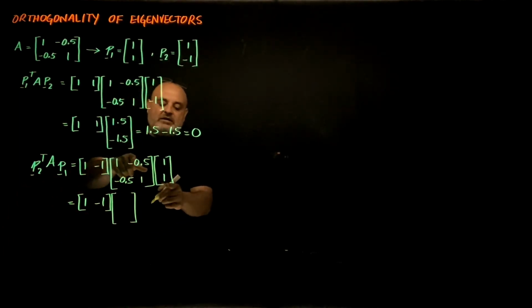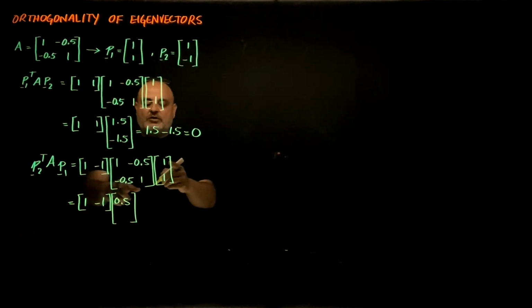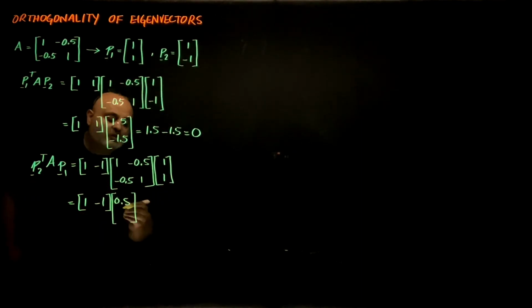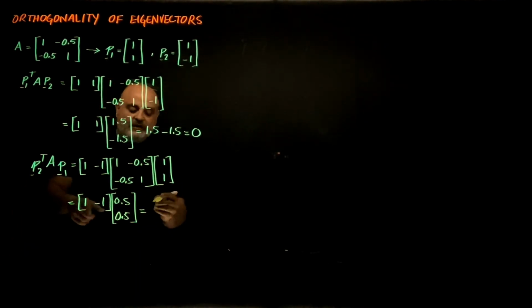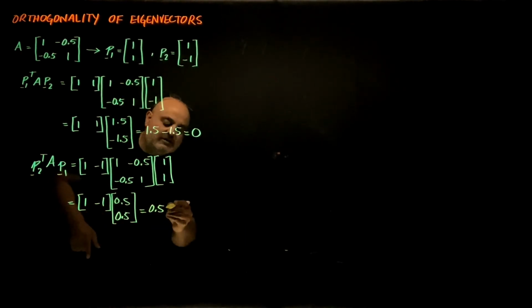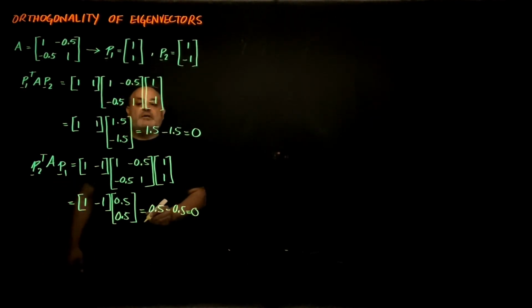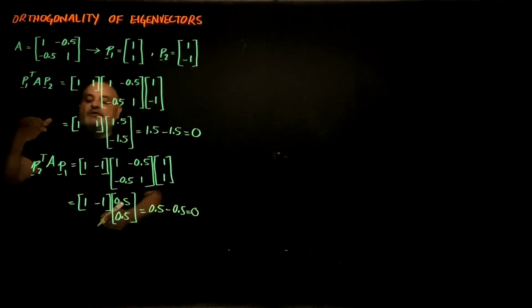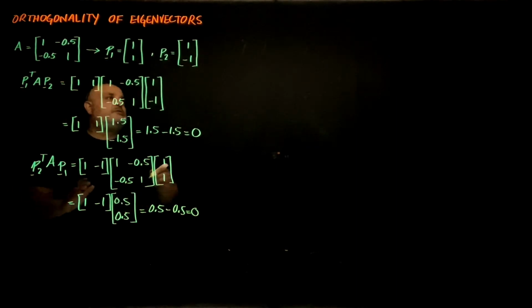One minus 0.5 is 0.5, and second row minus 0.5 plus 1 is also 0.5. First element times the first, 1 times 0.5 is 0.5, and then negative 1 times 0.5 is negative 0.5, and that is 0. Now let's make sure that if I multiply P1 times P1, I get non-zero value.